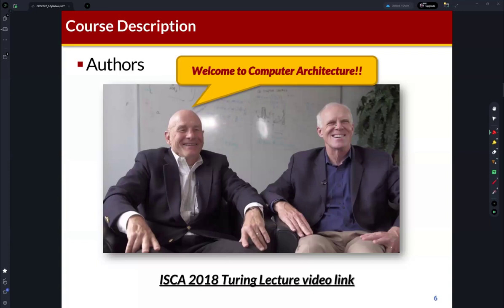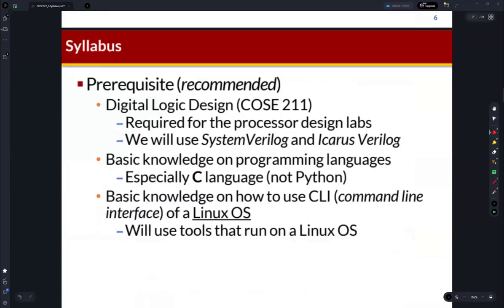They received the Turing Award in 2018, and then they provided the Turing lecture. This is a very popular lecture. So if you are interested, then you can click this video link and watch the Turing lecture provided by David Patterson and John Hennessy.